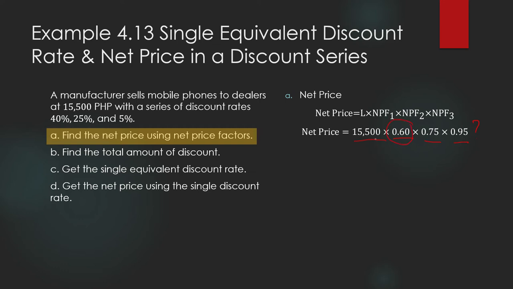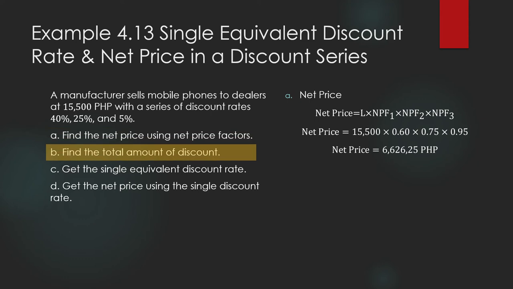0.6 is equal to 1 minus 0.4. 0.75 is equal to 1 minus 0.25, and 0.95 is equal to 1 minus 0.05. And so the net price, after applying 3 discounts, okay, a series of 3 discounts, is equal to this: 6,626.25 pesos. I'm sorry, that one should be a decimal point, okay? 6,626.25 pesos.